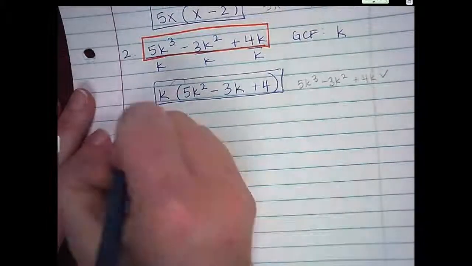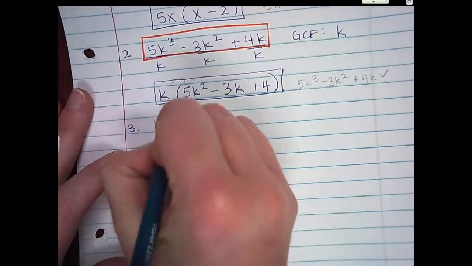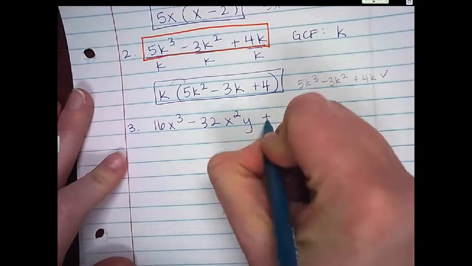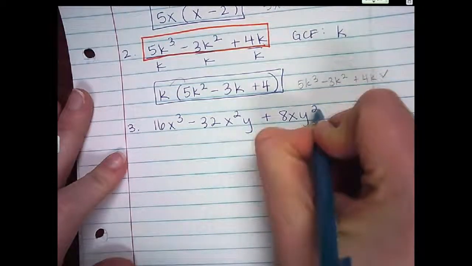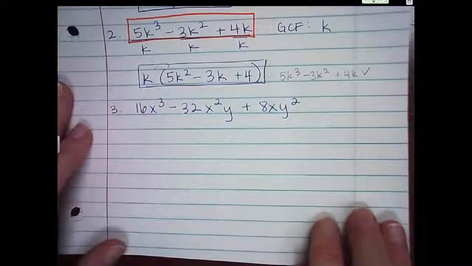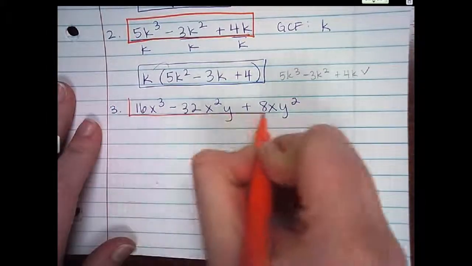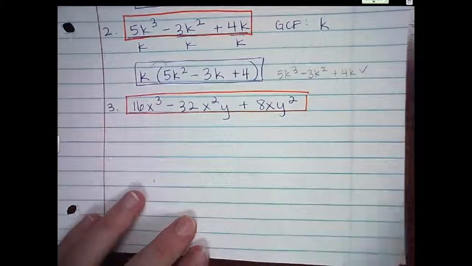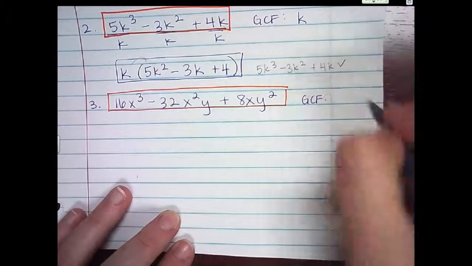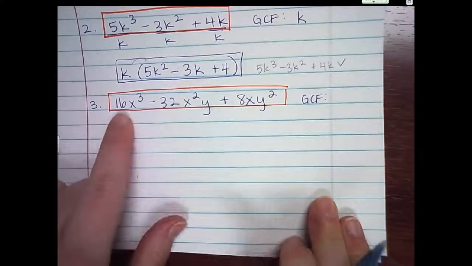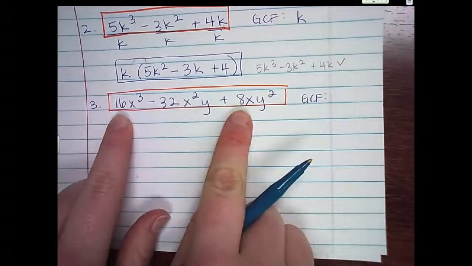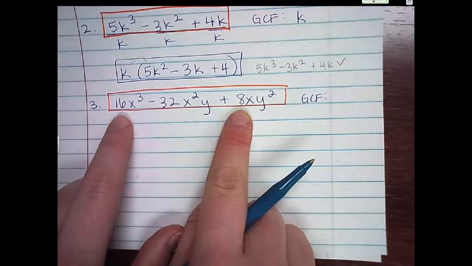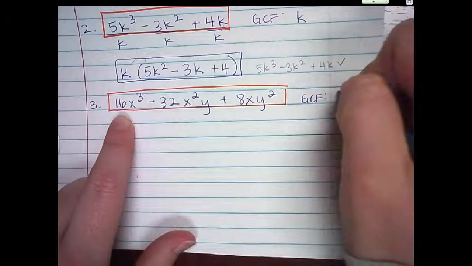Number 3, 16x cubed minus 32x squared y plus 8xy squared. Okay, so over here I'm going to do GCF, and let's start with our numbers. I have 16, 32, and 8. Well, I know 4 goes into all those, so then see if there's anything bigger. 8 goes into all 3 of these, so I have an 8.